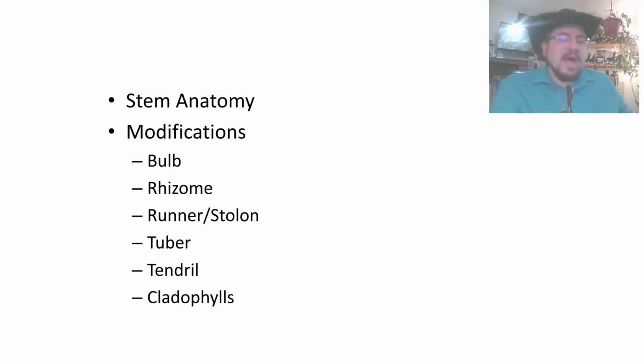Okay, more modifications of stems, and we will go through these one by one. This is our little roadmap. We'll be talking about bulbs, rhizomes, runners and stolons, tubers, tendrils, and cladophylls.